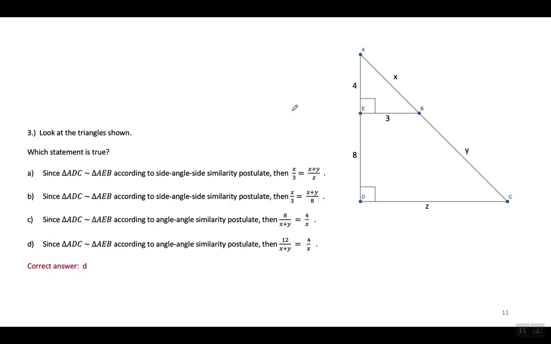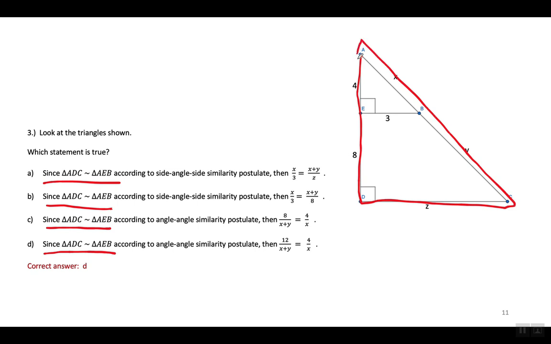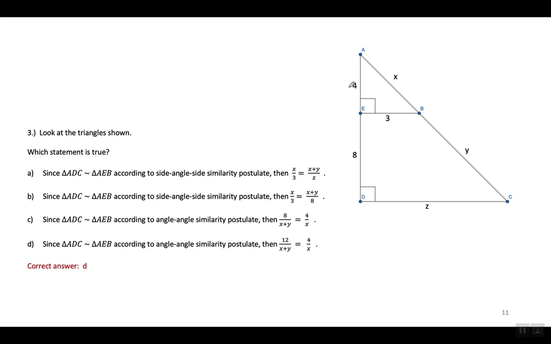Okay, question 3. Look at the triangles shown. Which statement is true? Alright, so first of all, I didn't mean for my answer to be there, but first of all, they all have the same thing at the beginning. It says since triangle ADC, if we look at it, ADC is this one, the big triangle. So since triangle ADC is similar to triangle AEB, which is the smaller one, right? So the bigger one is similar to the smaller one.